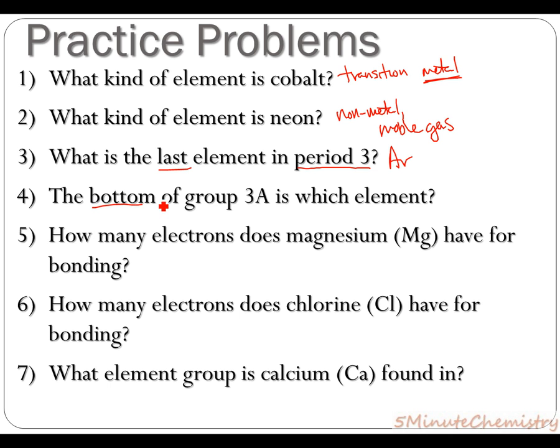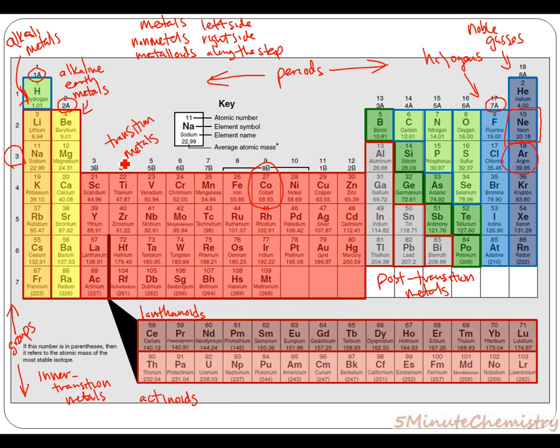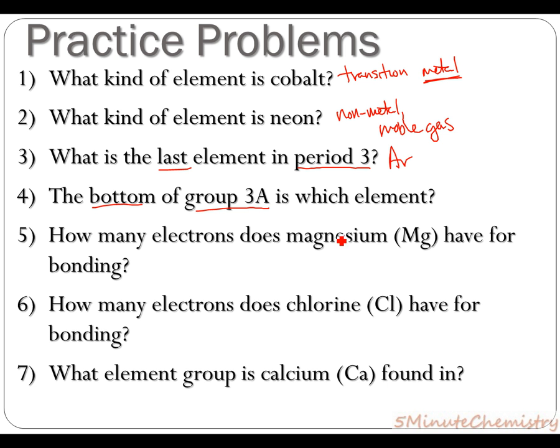The bottom of group 3A is which element? Now we want to look specifically at groups, so up and down. Group 3A, the very bottom, is going to be thallium. So group 3A, we have thallium, TH. Did I say TH? It's TL. Oops, a little flub there. Sorry, that's thorium. TL, thallium.